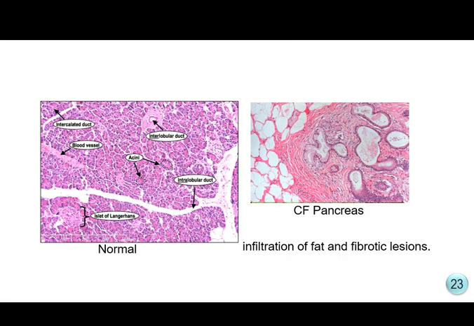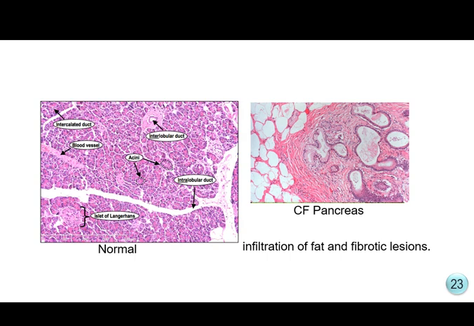This is the pancreas, an H&E section. On the left is the normal pancreas. On the right is the cystic fibrosis pancreas. This is the lumen inside the pancreas, where your enzyme is released and then sent out to the common bile duct, where the pancreas, bile duct and liver merge. And this is the islet of Langerhans, where you have your insulin.